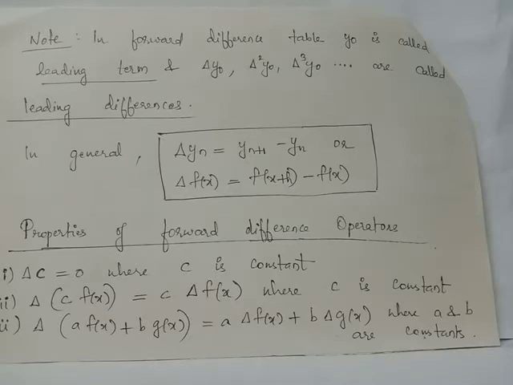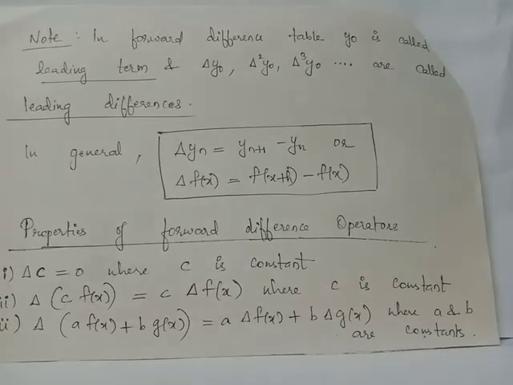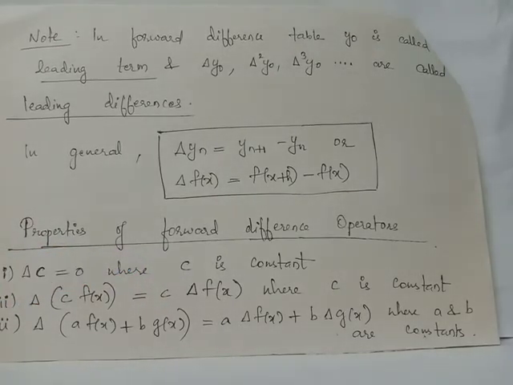Delta f of x equals f of x plus h minus f of x. Here, first we take the output of the function at the incremented position x plus h. From this value, we subtract the original value f of x. Properties of the forward difference operator. The forward difference operator applied on a constant equals 0.